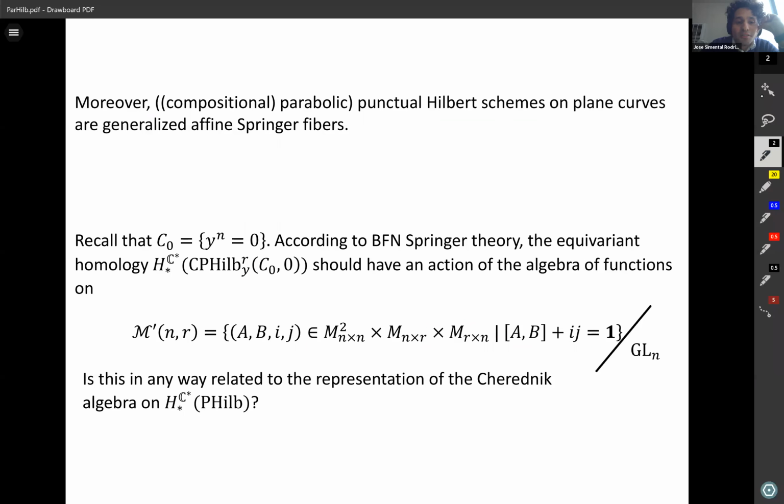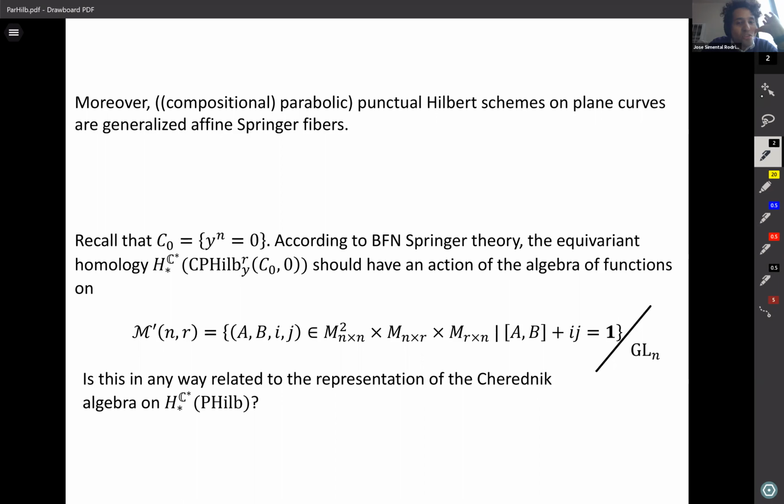So there should be an action of the algebra of functions here on the equivariant homology of the compositional parabolic Hilbert scheme. When R is equal to 1, we just recover the action of the spherical Cherednik algebra, which in this case is commutative, and it is the algebra of functions on this Calogero-Moser space.